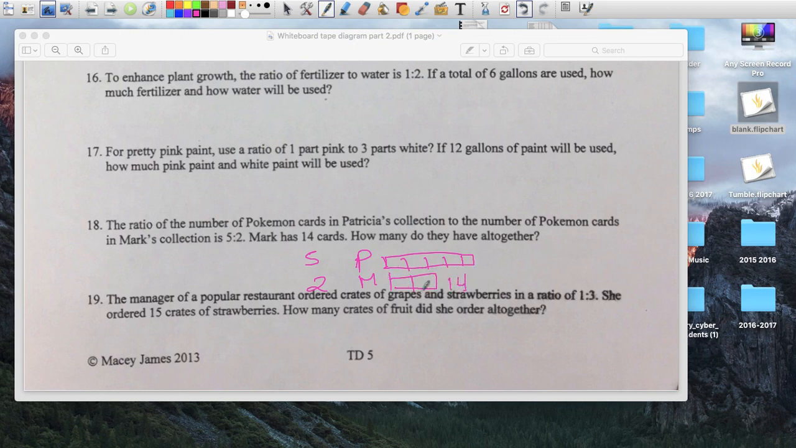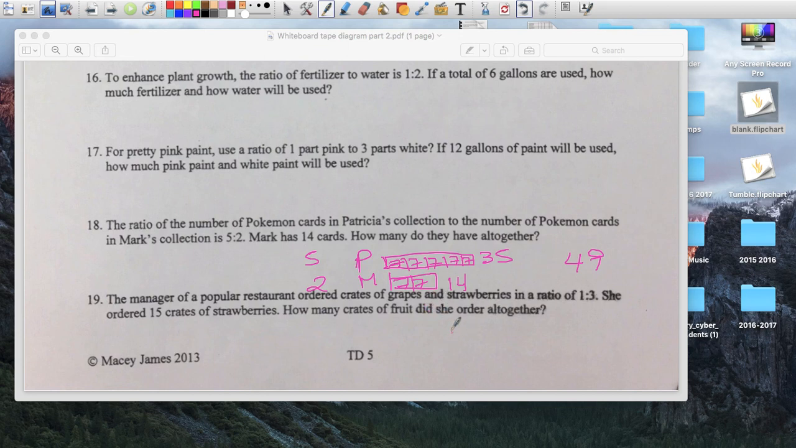So what number can go into each of these boxes so I can get 14? It has to be 7, because 14 divided by 2 is 7. So I know that if one box is 7, everybody else is 7. 7, 7, 7, 7, 7. So on the top, 7 times 5 is 35. That's what Patricia has, plus what Mark has, 14. 35 plus 14 is 49. Last question.